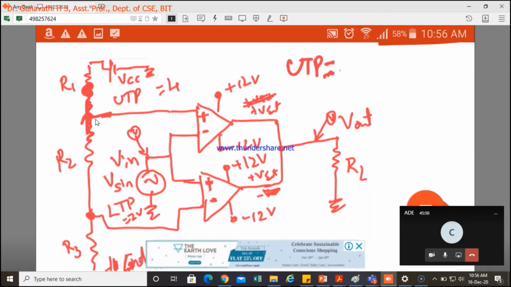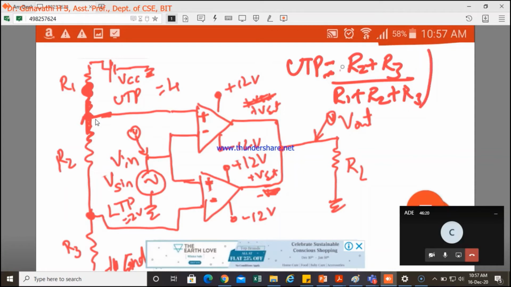So the meaning here was because all the 3 resistors were equal resistance, and it's of 5 kilo ohm resistance. So that's why we get 2/3 of VCC and 1/3 of VCC, because it gets cancelled over there. But now the UTP value here is R2 plus R3 divided by R1 plus R2 plus R3 into VCC. So that is your UTP value.